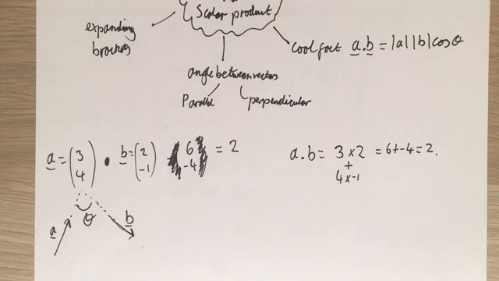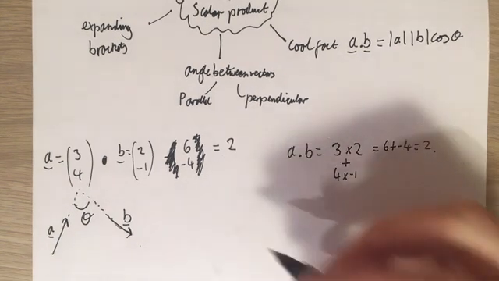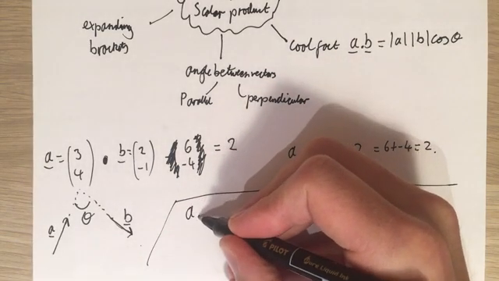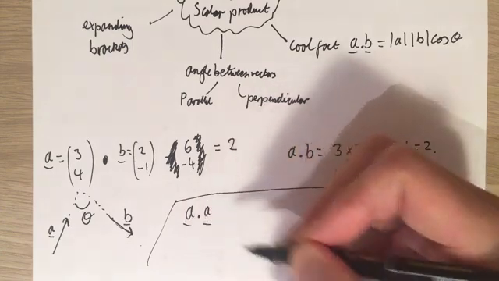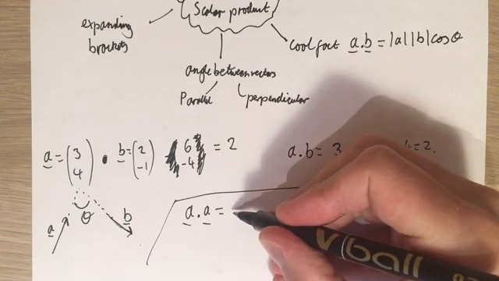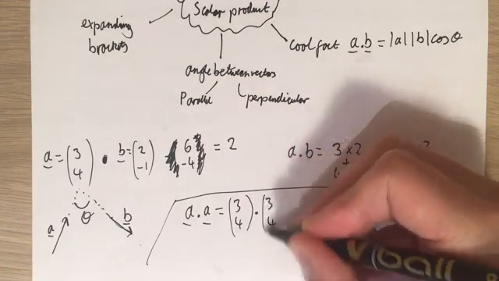Okay, so what can we do to kind of explore this a bit more? Well, for example, just in case you don't believe me that this works, let's try a simple one. Let's do A dot A. So practice. This is a really good thing just to practice doing. A dot A, so A is (3, 4), dot product with (3, 4).